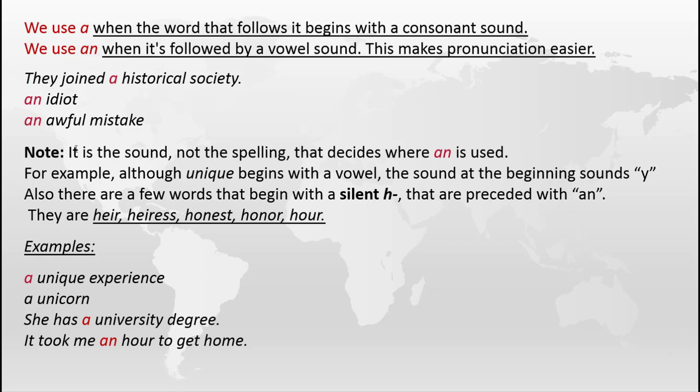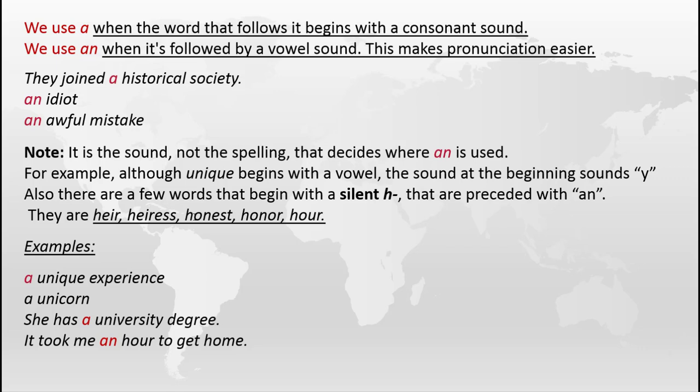It's an important point to bear in mind here that it is the sound, not the spelling, that decides where an is used. For example, although unique begins with a vowel, the sound at the beginning sounds y. Also, there are a few words that begin with a silent H that are preceded with an. For example, heir, heiress, honest, like an honest person. Honor, it's an honor to talk to you. Hour, I waited here for an hour.